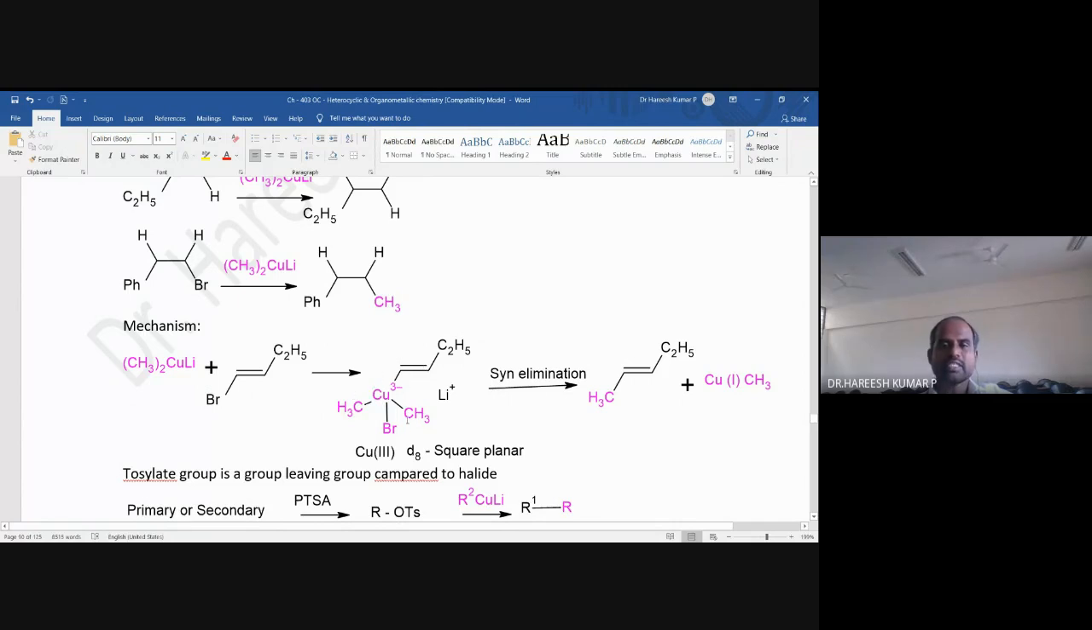Then at this stage, copper will have a +3 state, and it's also called a d8 configuration. More particularly, it is square planar with the +3 state of the copper. And this undergoes syn elimination. Syn elimination means this bonded pair can form a bond with this carbon, and the copper is going out. So that means simultaneous bond formation between the carbon and the sp2 carbon atom, and the bond between the copper and carbon is going out. So that is how retention of configuration occurs. Here there is a trans, and this is also a trans. So whatever stereochemistry is present in the substrate is retained in the product. That's called retention of configuration.